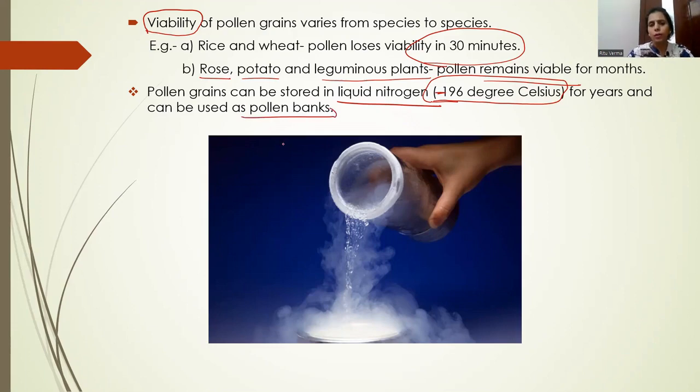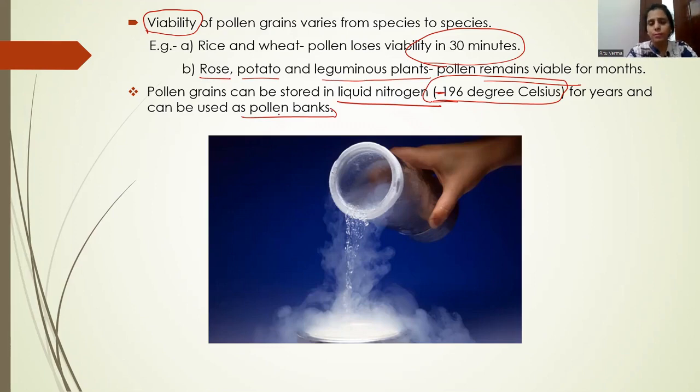Like you must have heard about in vitro fertilization, that is IVF. We will learn about this in the next chapter. For IVF, the sperms from the male and the ovum or egg from the female are taken out, and then they are preserved in cold conditions for artificial insemination. Similarly, these pollen grains are also preserved for years in liquid nitrogen at minus 196 degrees Celsius, and hence pollen banks are available.